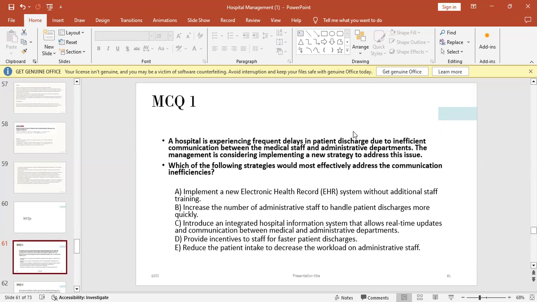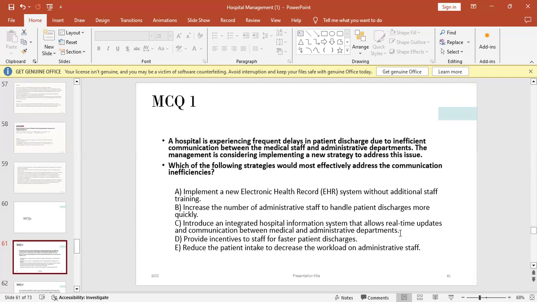Implement a new electronic health record system with additional staff training, or increase the number of administrative staff to handle patient discharges more quickly, or introduce an integrated hospital information system that allows real-time updates and communication between medical and administrative departments, or provide incentives to staff for faster patient discharges, or reduce the patient intake to decrease the workload on administrative staff. Which is the correct option?